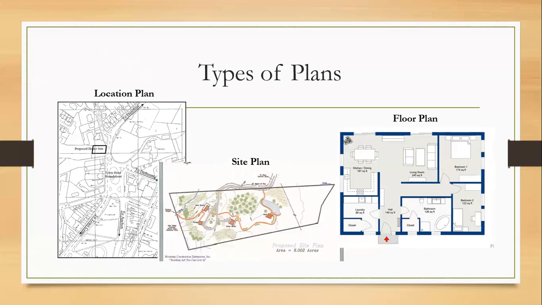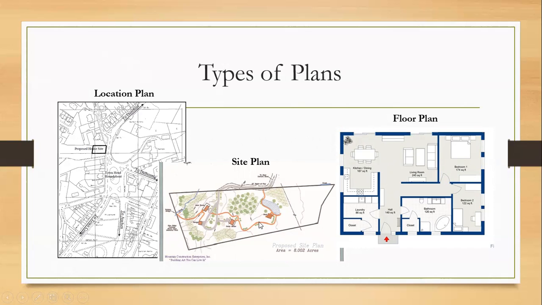So here is an example of what those plans may look like. Your location plan. Notice it covers a large geographic area. You can see roads. This is where your proposed site is. You can see property boundaries of other buildings in the area, etc.